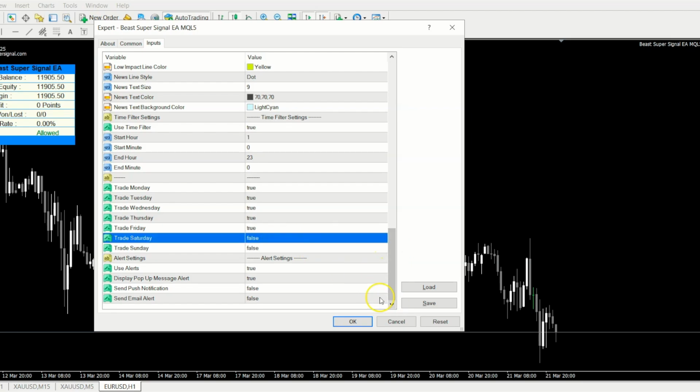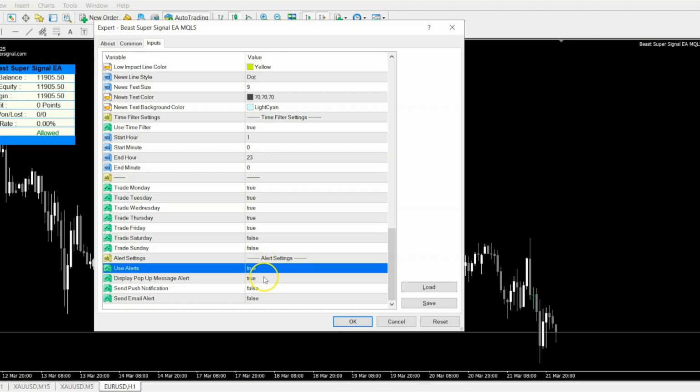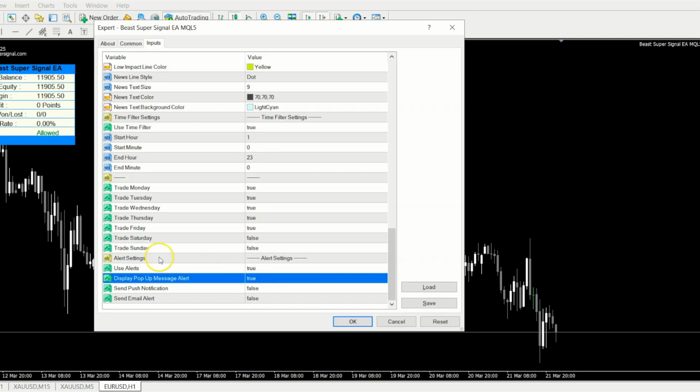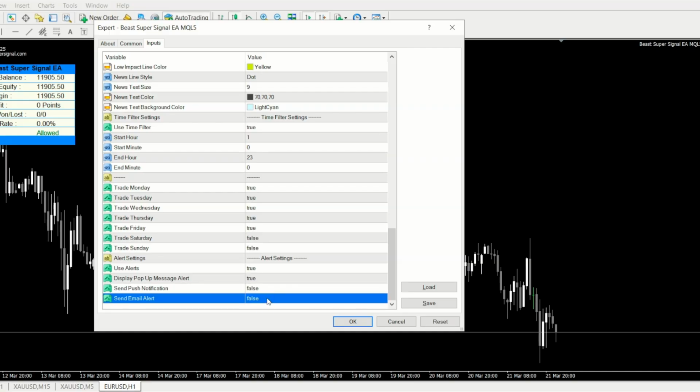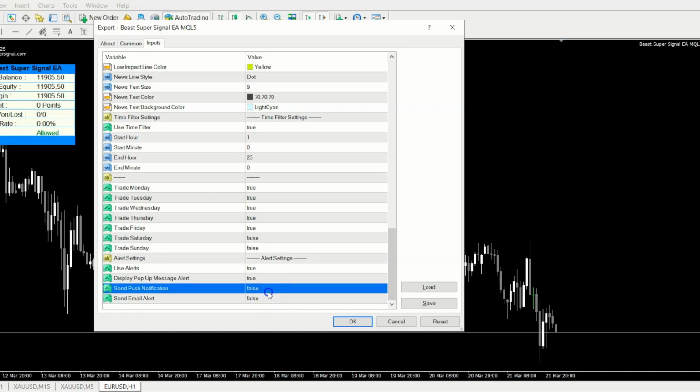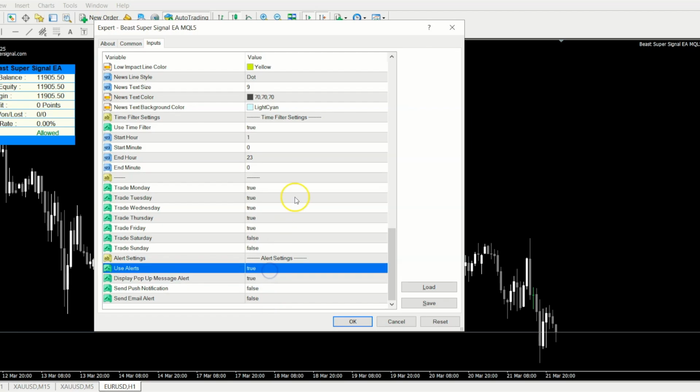And last but not least, we have our alert settings. These alert settings are pretty straightforward. You can receive a pop-up alert when there's a new order on your terminal. You can receive a push notification to your mobile phone, and you can set up to receive an email alert if you prefer. So we have multiple alert options included as well.